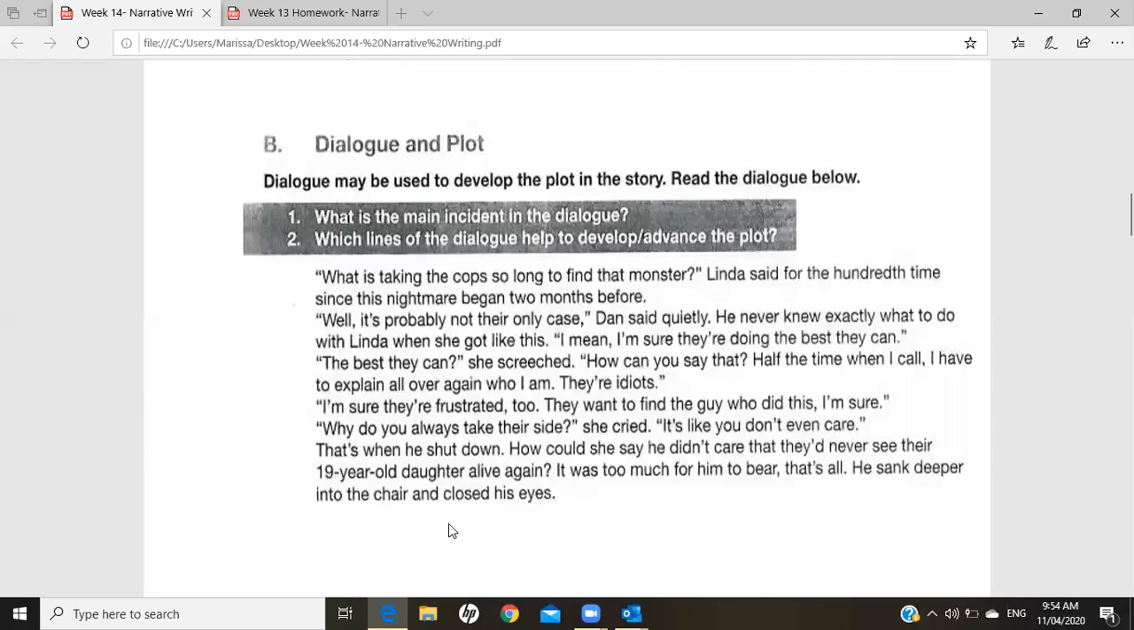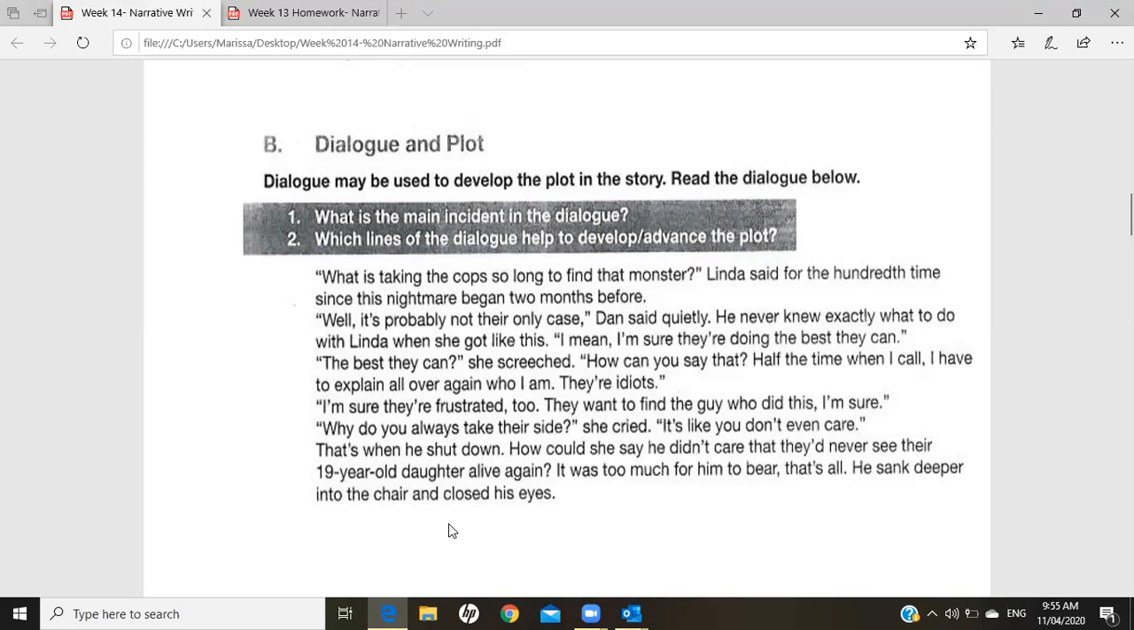So Rihanna says she died? Probably somebody murdered her or something. Joshua said murder as well, but Jolan is saying kidnapping. Kidnapping, mm-hmm. Because they said, what is taking the cops so long to find that monster? And we know that this happened 2 months ago. And they're waiting to see if they will see their daughter alive again. So it appears to us that the daughter was kidnapped. And maybe this monster, the man, was in contact with them. So they're trying to find the kidnapper, and if they find the kidnapper, they would potentially find their daughter.